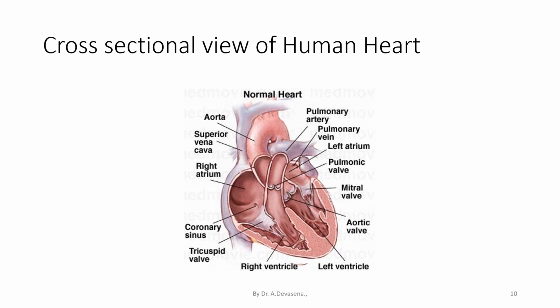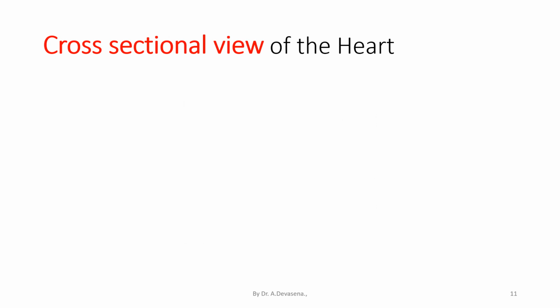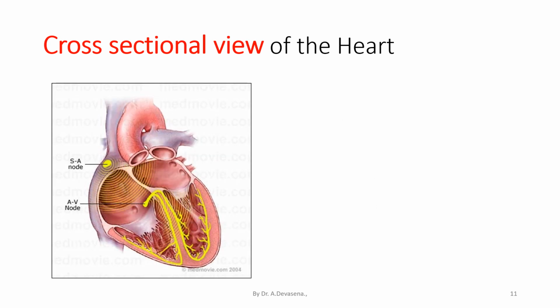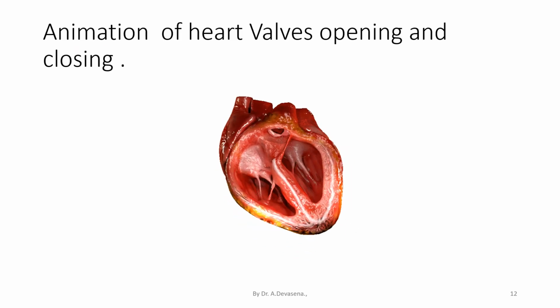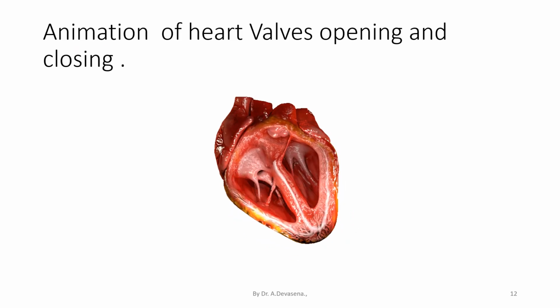This is the cross-sectional view of the human heart. The cross-sectional view of the heart is shown below. In this diagram, we have the SA node. The SA node is the sinoatrial node where the origin of the heartbeat starts. Then we have the AV node, that is the atrioventricular node. Here, the flow of blood is being indicated. Animation of heart valves opening and closing.